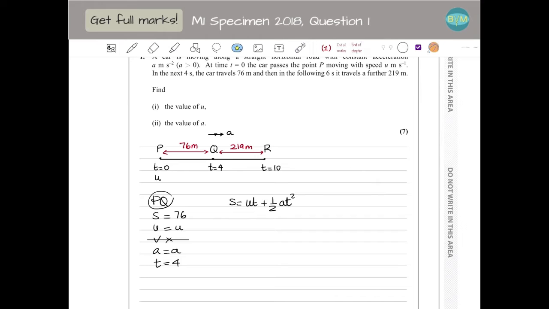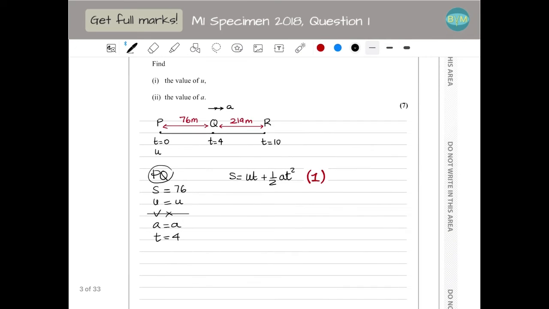Just applying this suvat equation in the correct place is 1 mark. So for the method you have 1 mark here. Then if you substitute, you have 76, the time is 4, so I'm going to write 4u plus 1/2 a 4 squared. When you organize this a bit and simplify, you can divide by 4, and then you have 19 equals u plus 2a. For substituting correctly, you have another mark here. So 2 marks so far.